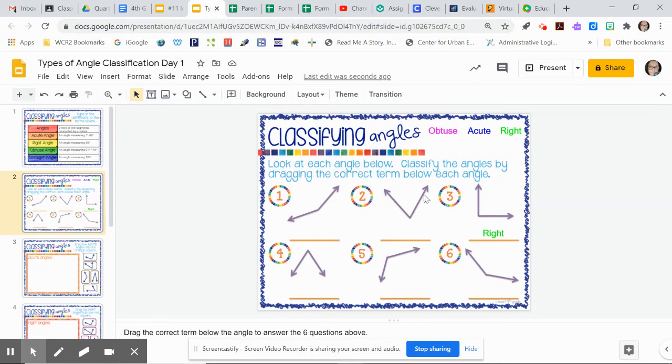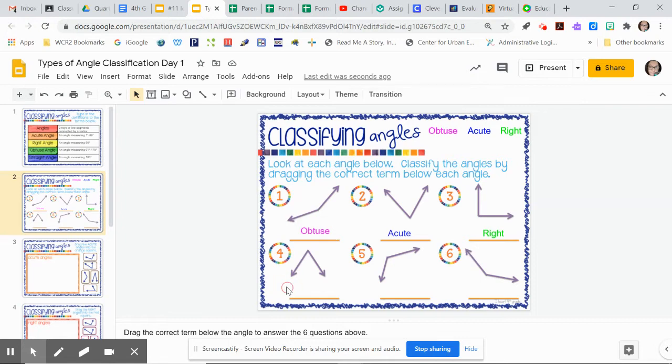So number 2 here is a little tricky, but if I put my Post-it note up to it, I can easily tell that it's actually acute because it's smaller than 90 degrees. So then I'd move the acute. This is obtuse. So I like to call it obtuse because it's bigger than 90 degrees, so it's the big guy. So I like to be silly and call him obtuse. And acute is acute. It's little, it's smaller than 90 degrees.